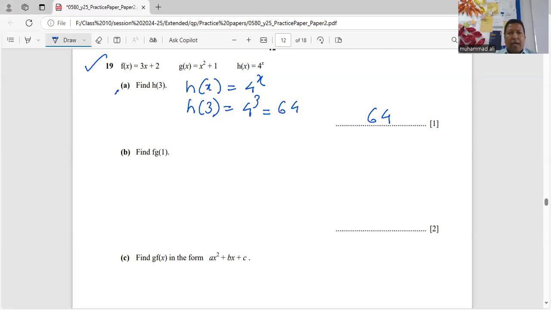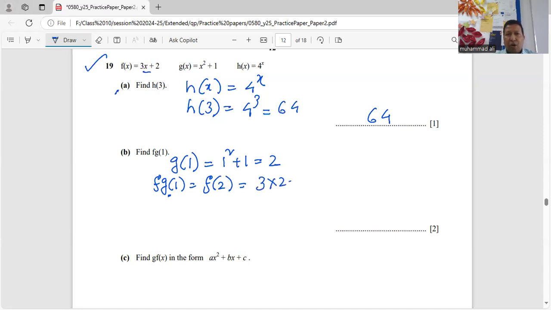Part B, find fg(1). So at first g(1). In the g function, if we put 1, it will be 1 squared plus 1. That means 2. fg(1) means f(2). The g(1) value is 2, so write here 2. In the f function, if we put 2, it will be 3 into 2 plus 2. 3 times 2 plus 2 is 8. So it will be 8.